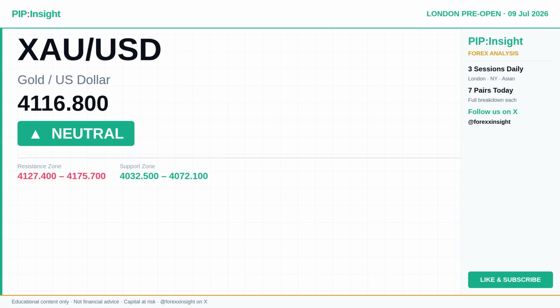Fundamentally, unemployment claims at 8:30 Eastern could move the dollar. A softer reading may weaken the dollar and give gold a lift, while a stronger print could cap this recovery. FOMC member William speaking later is lower impact but worth monitoring for any rate tone shifts. Watch for $4,127 to the upside and $4,080 to the downside. Those are your key reaction levels into this session.